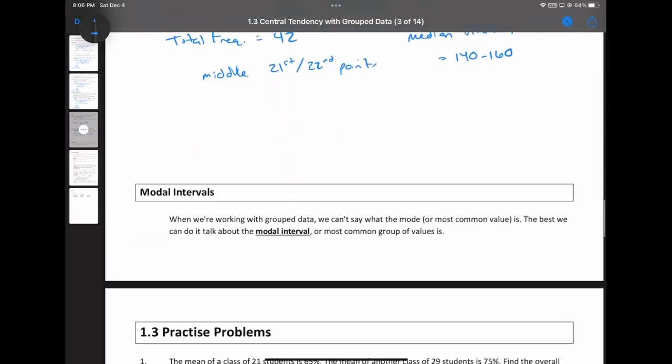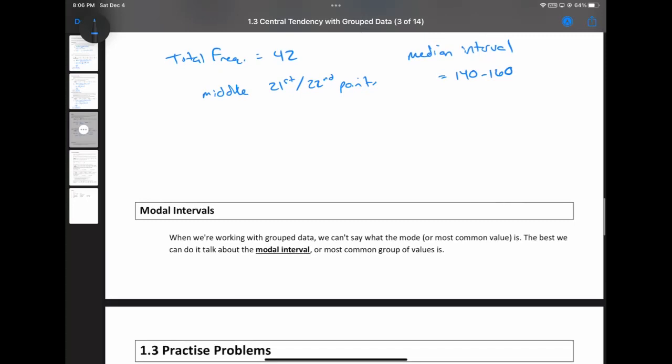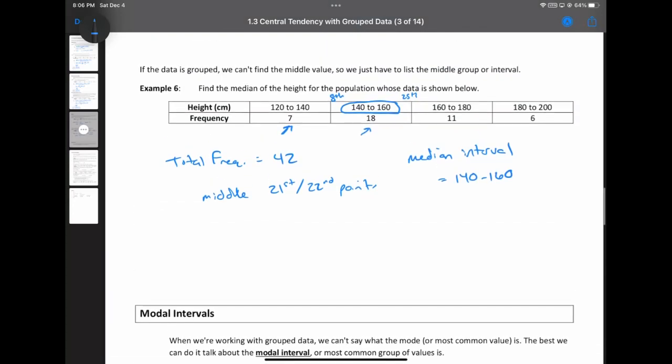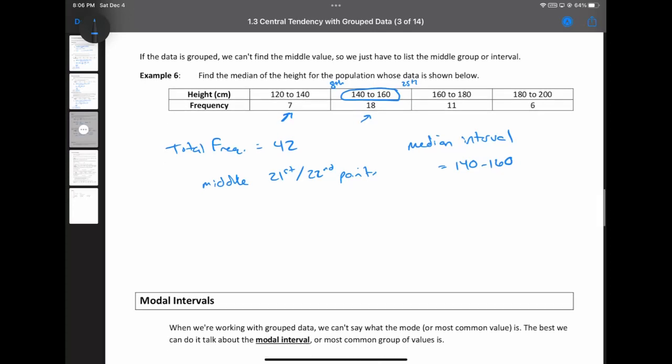And then finally, I'm not even going to really spend any time on this. I'm going to let you work on some questions: the modal interval. It's literally just which interval has the most data points in it. So for this one, the modal interval would be 140 to 160 because it has 18 of the data points. So modal intervals are just dirt easy to do.